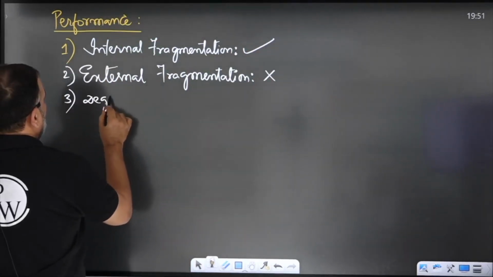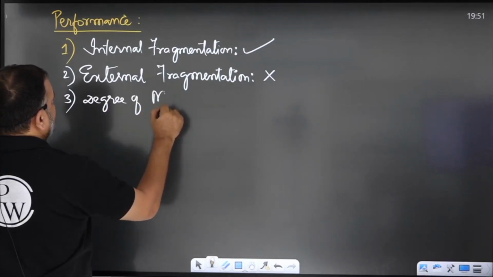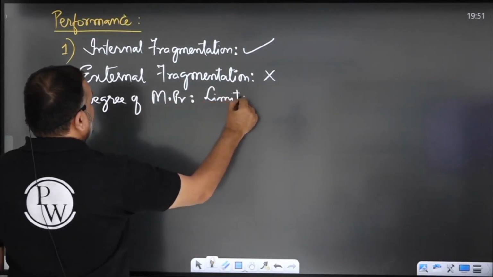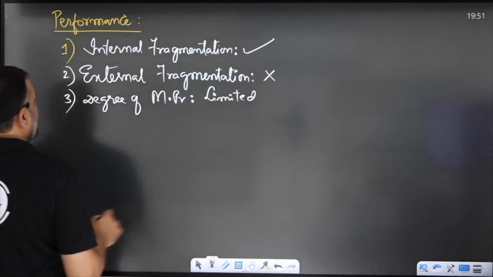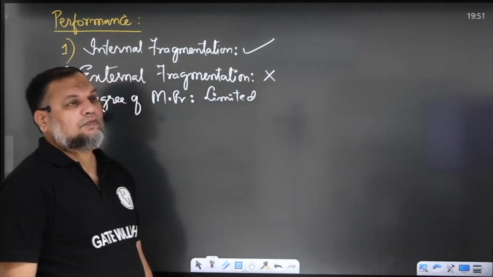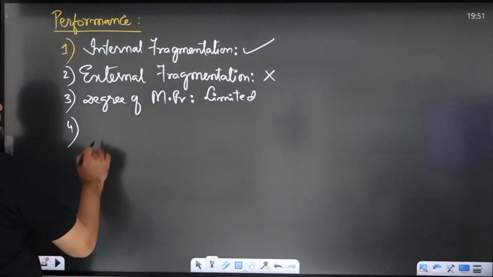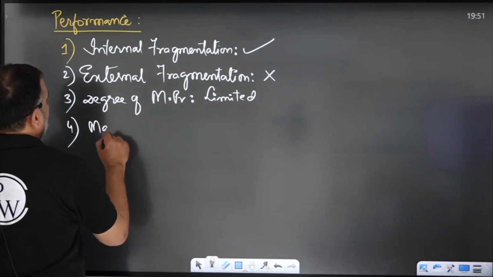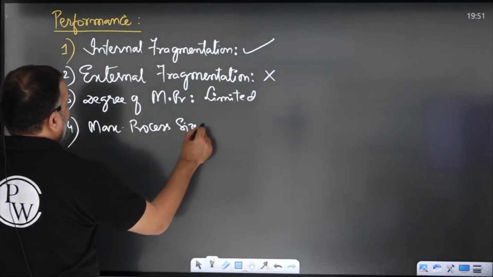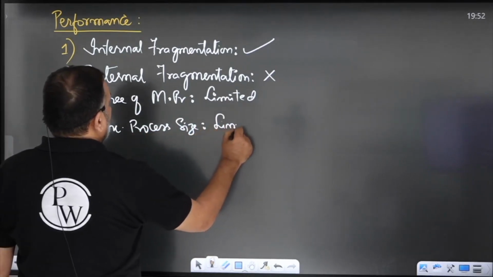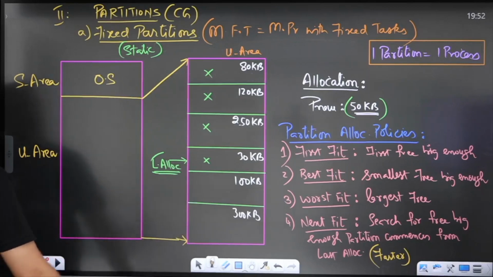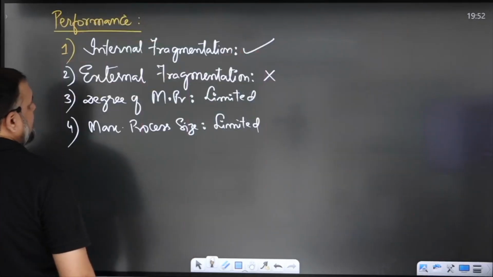Degree of multiprogramming is limited. Limited to what? Limited to the number of partitions. If I create 6 partitions, I cannot have more than 6 programs at a time. Next, maximum process size runnable is also limited. Limited to what? Limited to the maximum partition size. If I am creating a partition of 300 KB, I cannot run a program of size more than 300 KB.